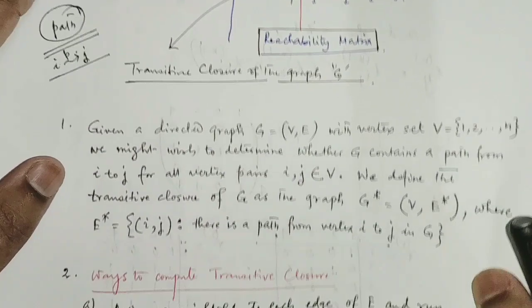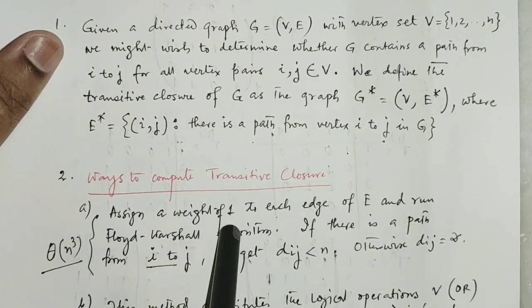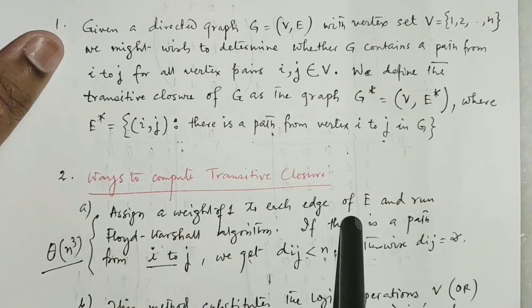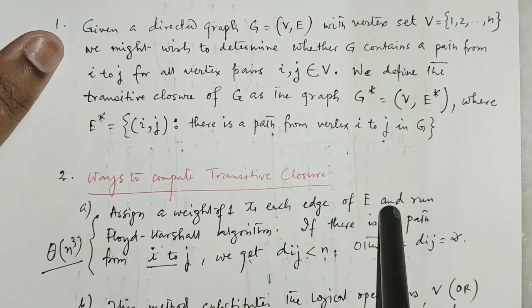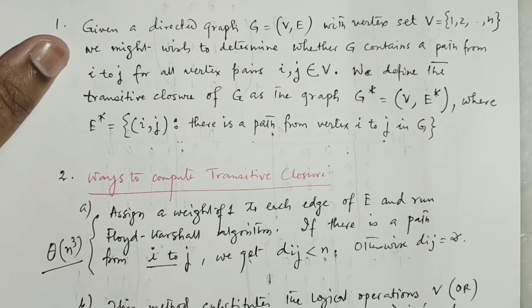Fine. So that is I have already noted here. Assign a weight of 1 to each edge of E, that means in the graph, and run the Floyd-Warshall algorithm. Keep it in mind, here you are calculating the transitive closure. That means whether any path exists between a vertex pair or not. We are not talking about the shortest distances.